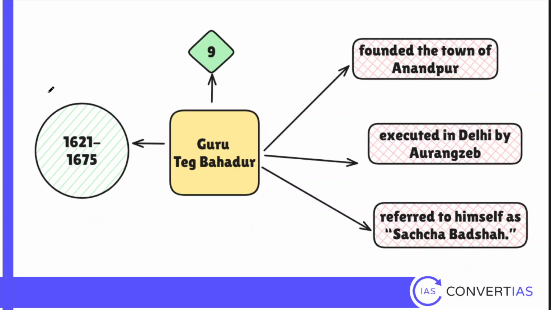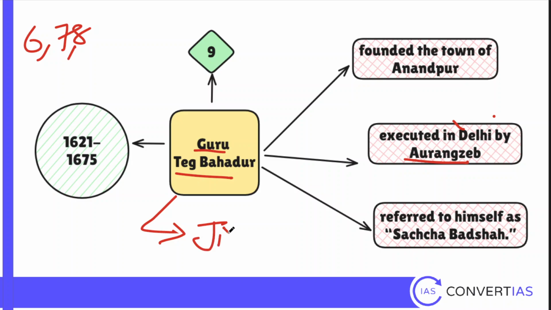Now see the 9th Sikh Guru. The 6th, 7th, 8th Sikh Gurus, not very important. Let's go to the 9th Sikh Guru. Very, very important person. His name is Guru Tegh Bahadur. Very important because he was killed by Aurangzeb. He was executed in Delhi. Why? Because he refused to convert to Islam. Aurangzeb, as we know, was very fundamentalist when it comes to religion.